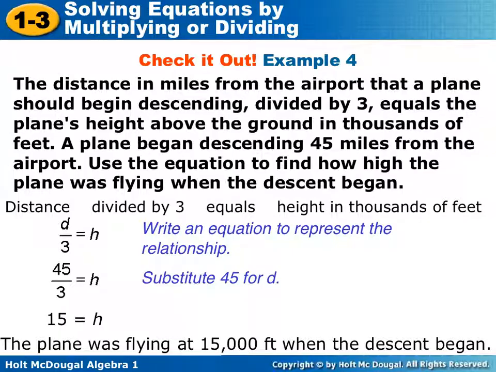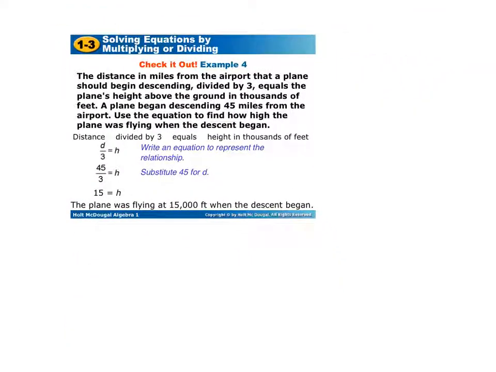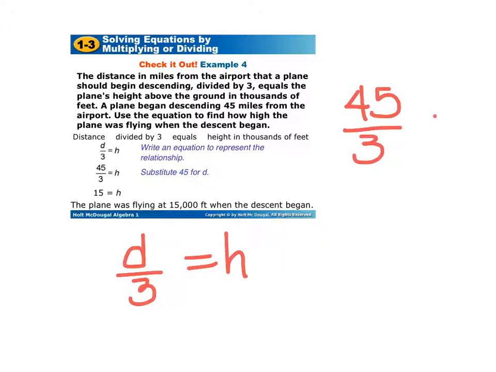One more word problem, and we'll be done. All right, last one. This is about the distance to the airport when the plane should begin descending. It says the distance in miles from the airport that a plane should begin descending is divided by 3. So distance divided by 3, and that's going to equal the plane's height. And then it says a plane began descending, so the descent value is 45. Again, we divide it by 3. Once we solve this, it's going to give us our answer.